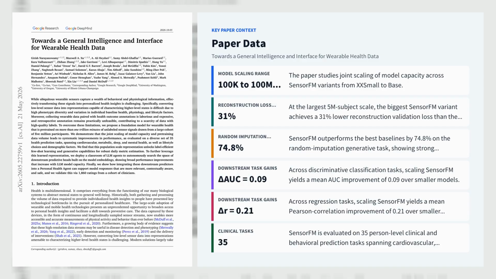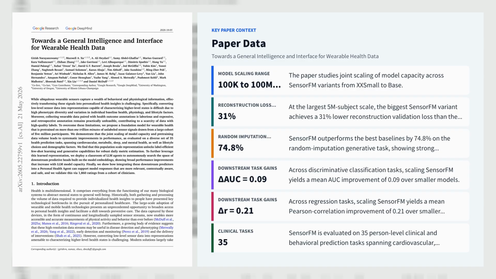Let's explore the third paper, Towards a General Intelligence and Interface for Wearable Health Data. This paper introduces SensorFM, a wearable health foundation model pre-trained with a masked autoencoder objective on more than 1 trillion minutes of unlabeled sensor data from 5 million participants spanning 5 modalities: PPG-derived heart rate and HRV, accelerometry, electrodermal activity, skin temperature, altitude, and sleep signals.